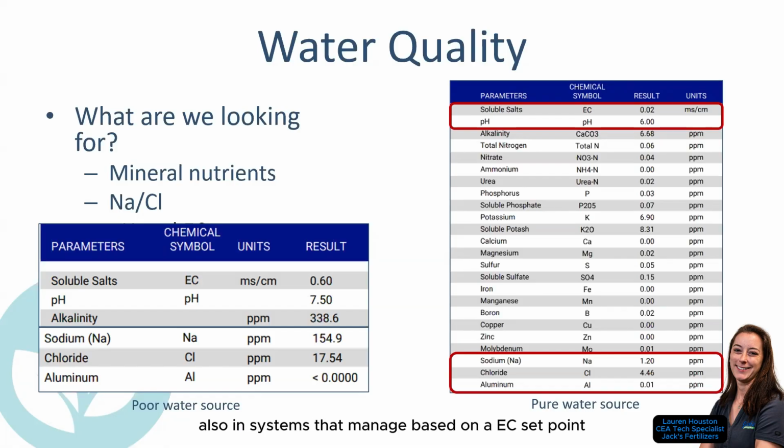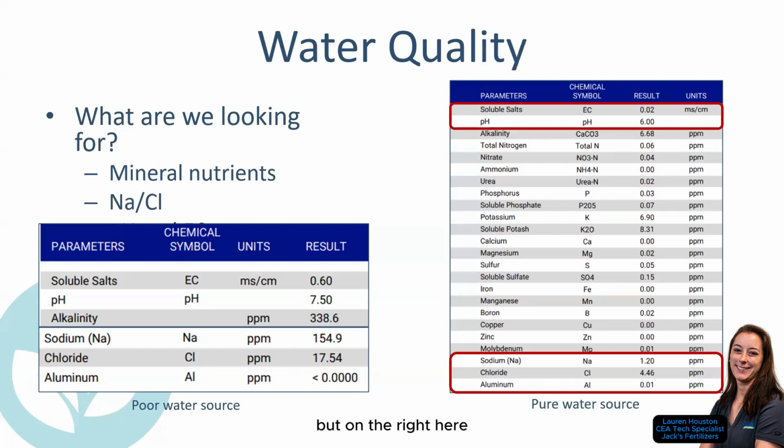Also, in systems that manage based on an EC set point, that's going to artificially drive the EC up much higher. So your automatic dosing systems are not going to dose as frequently, and the plants are going to have really low fertility, low levels of nutrients available to them. So I would expect to see a deficiency fairly quickly with a high sodium water source.